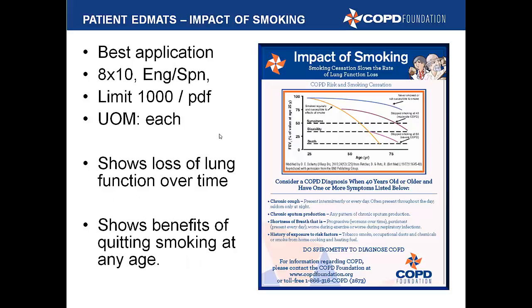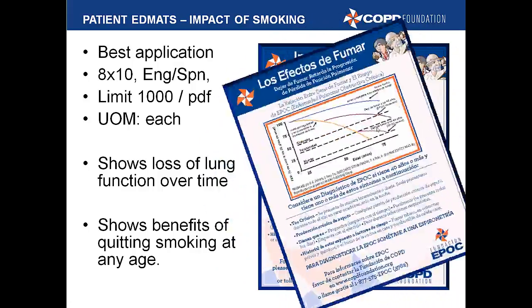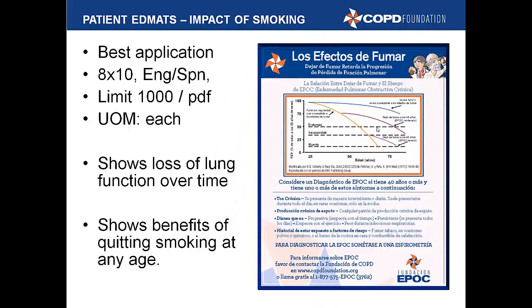The next educational material is the Impact of Smoking chart. The Impact of Smoking chart is an 8x10 dual printed brochure. It is English on one side and Spanish on the flip side. These are available in high quantities of 1,000. They're also available for electronic PDF download. We also have this available in Spanish on the backside cover.